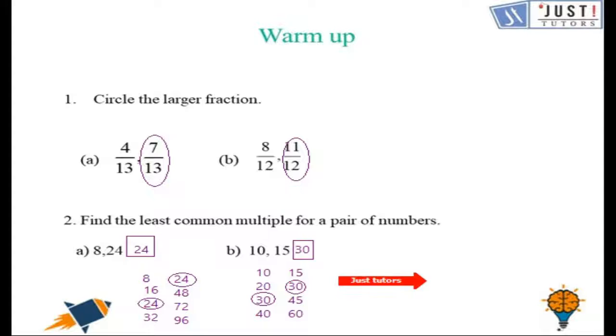In the next question, we need to work out the least common multiple. For that, we'll write a few multiples of 8 and a few multiples of 24, and look for a multiple which is common and the smallest one. So 24 is the least common multiple for 8 and 24, and in the same way 30 is the least common multiple for 10 and 15.